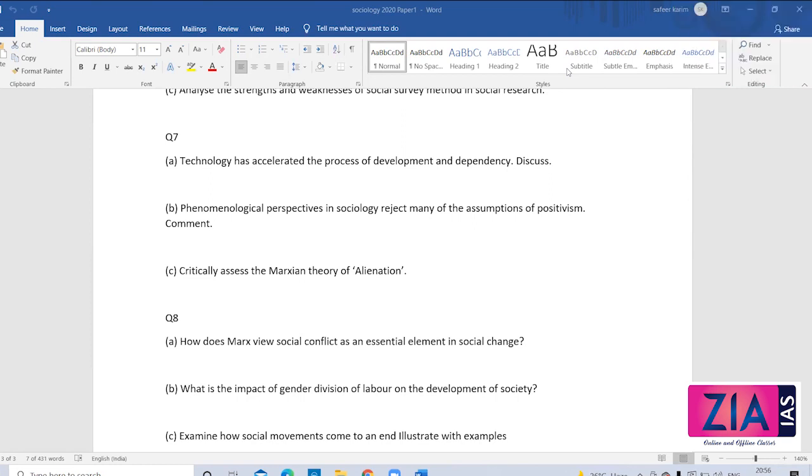Sir, except 1 and 5, how many questions do we have to attempt in total? 3. Each of these 3 will have a further 3. From 1 to 8, 1 and 5 are compulsory. Of the rest of the 6 questions, you need to select 3. Oh, 3 out of 6. Yes, but each of these questions will have a further 3 within that. That is what you can see here. Okay, yes, sir.